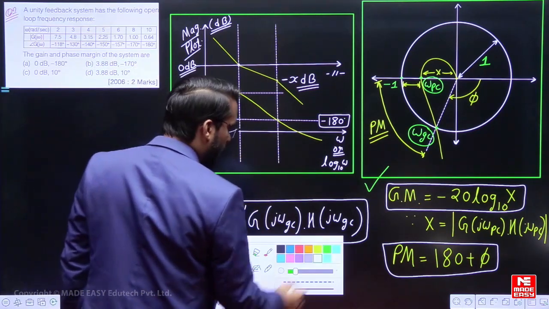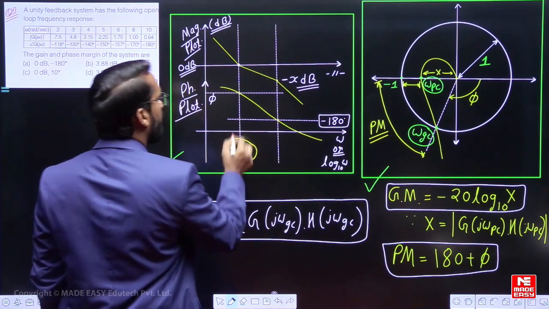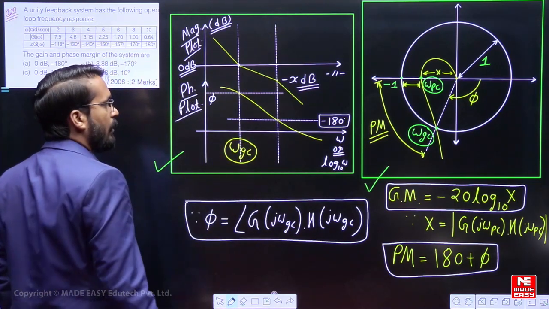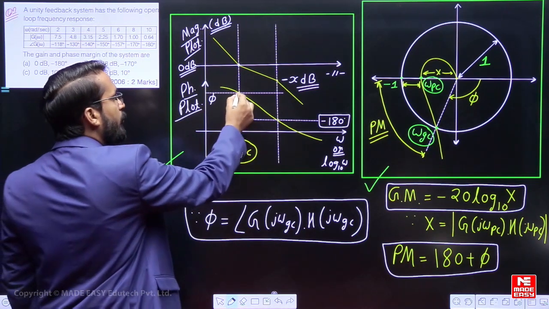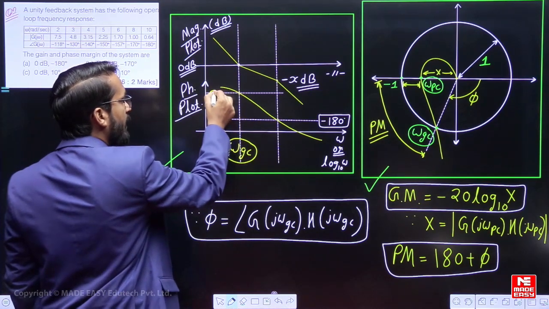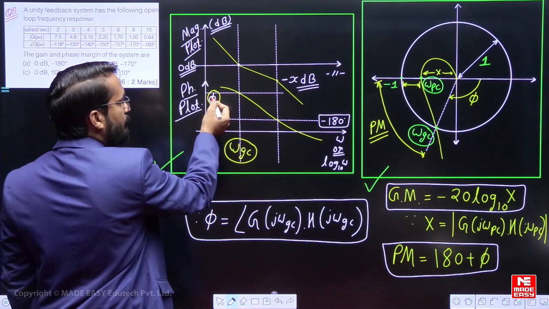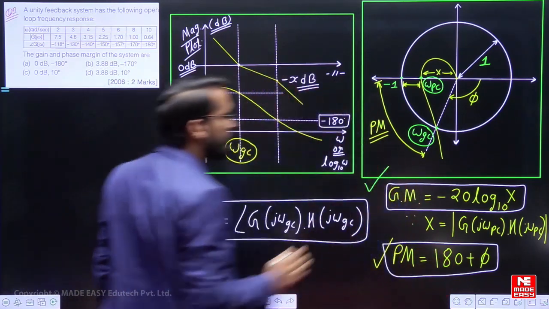Is our gain crossover frequency. This is nothing but our gain crossover frequency, which I have clearly marked here. And with respect to that omega GC, what are we going to calculate? We are going to calculate the phase at that particular frequency, that is known as phi. If you get that phi, simply add plus 180 degrees, and you will get the phase margin.